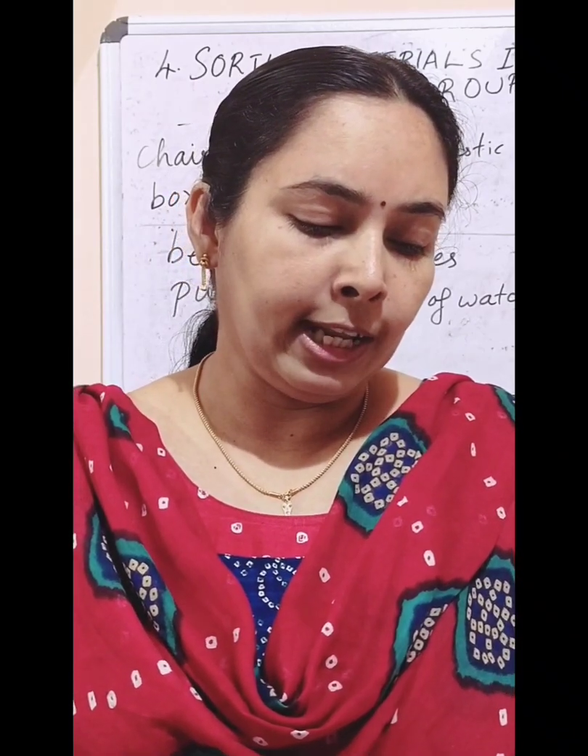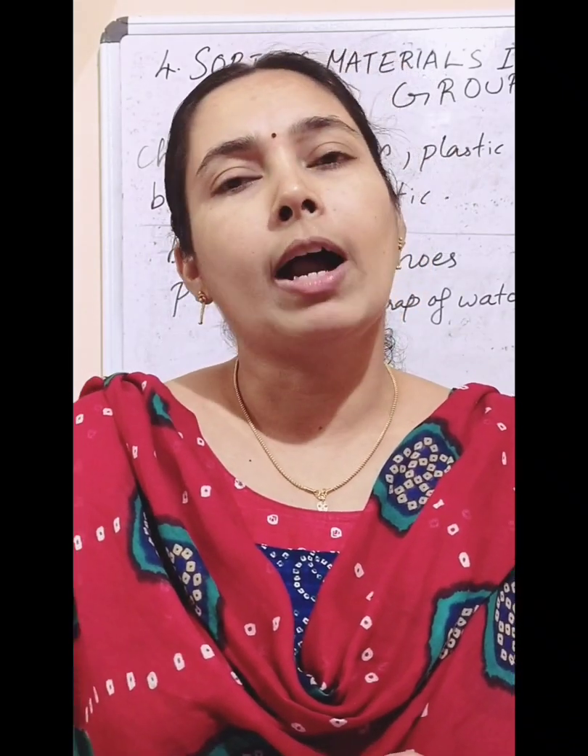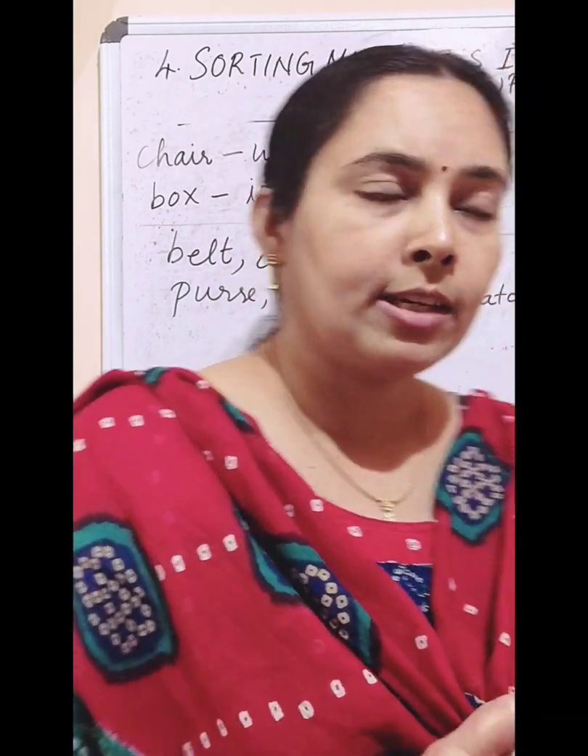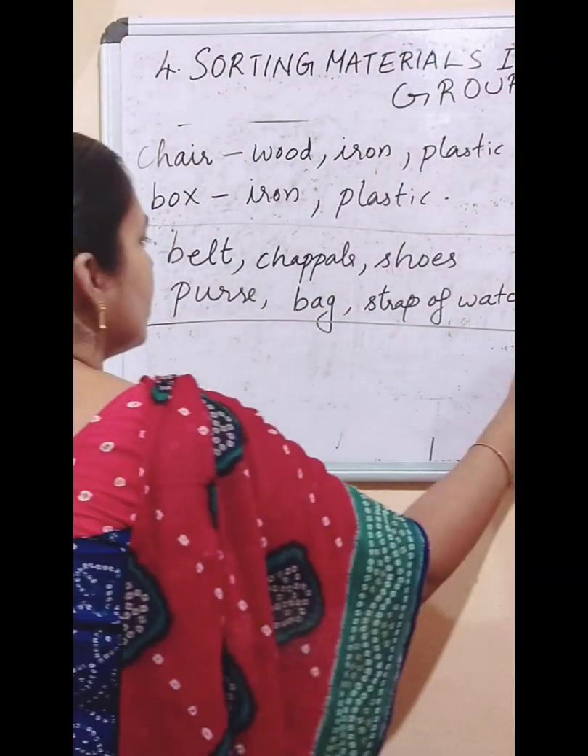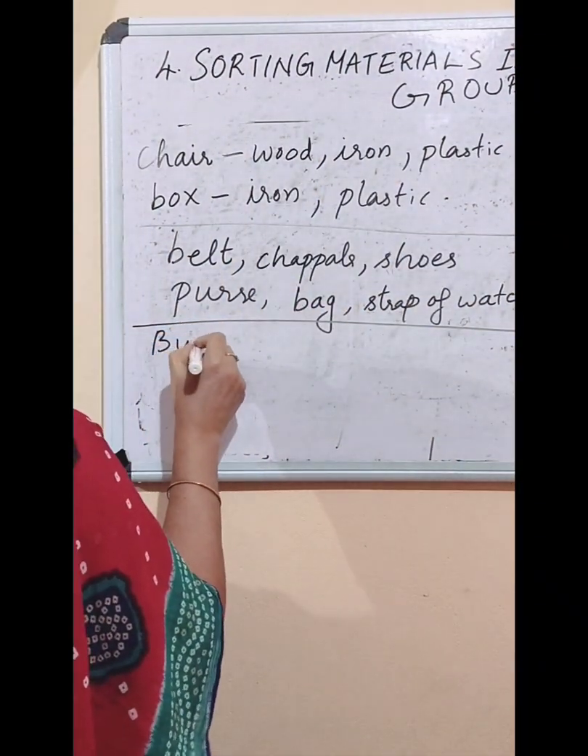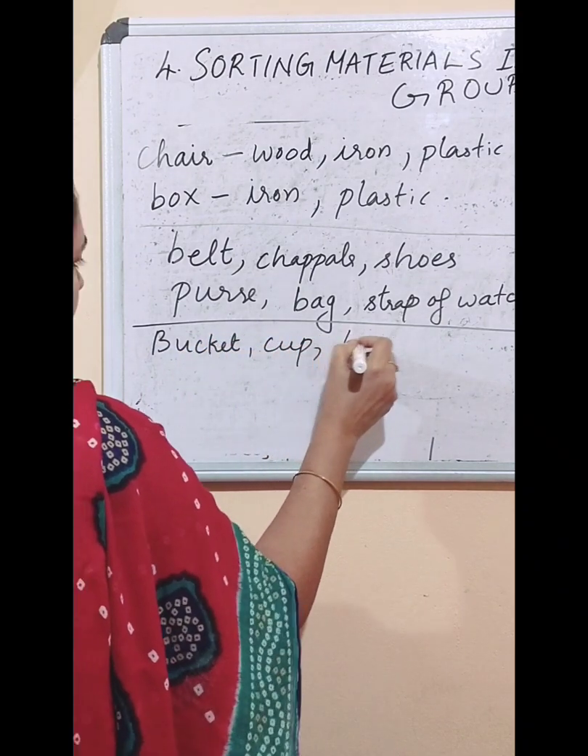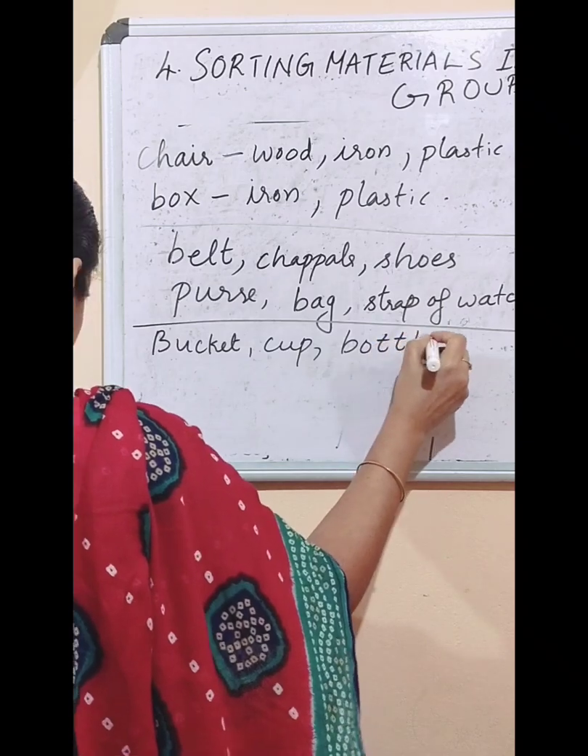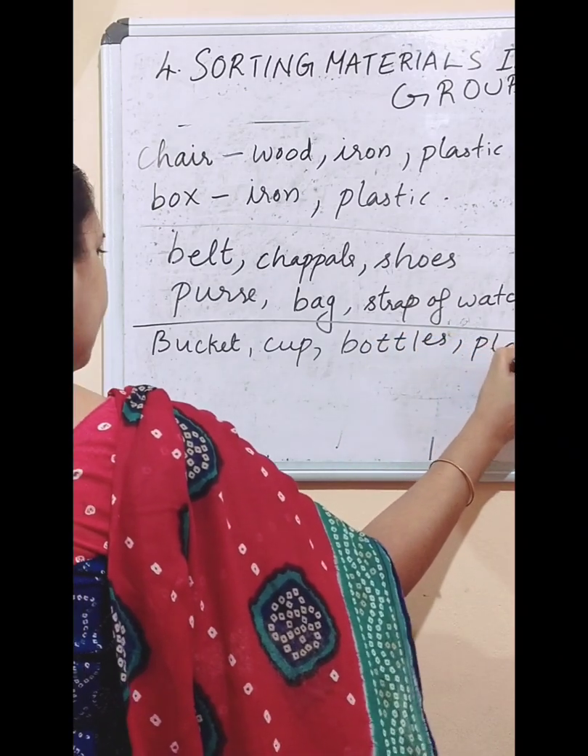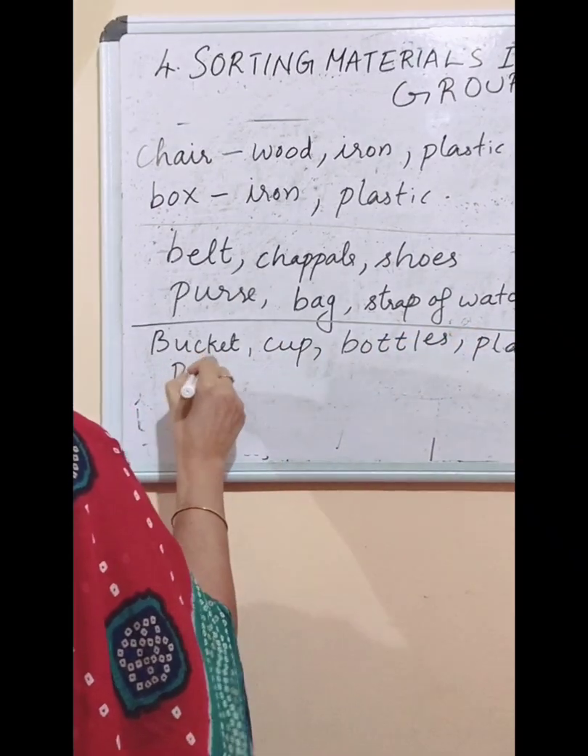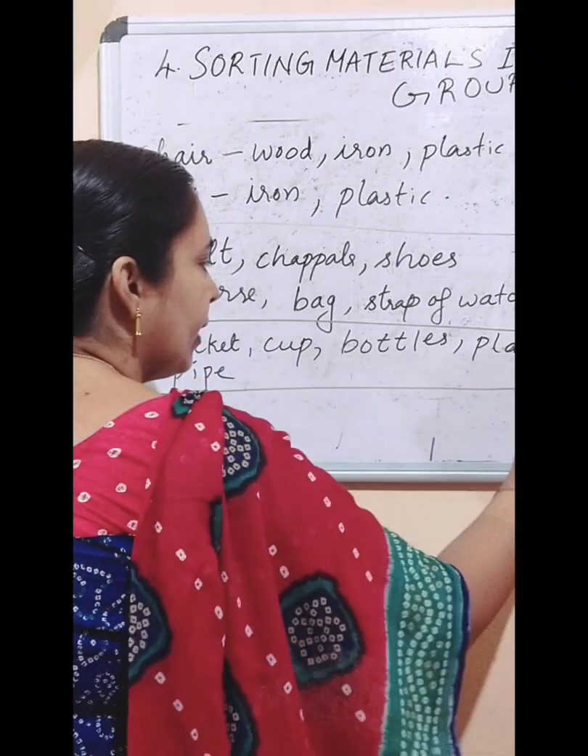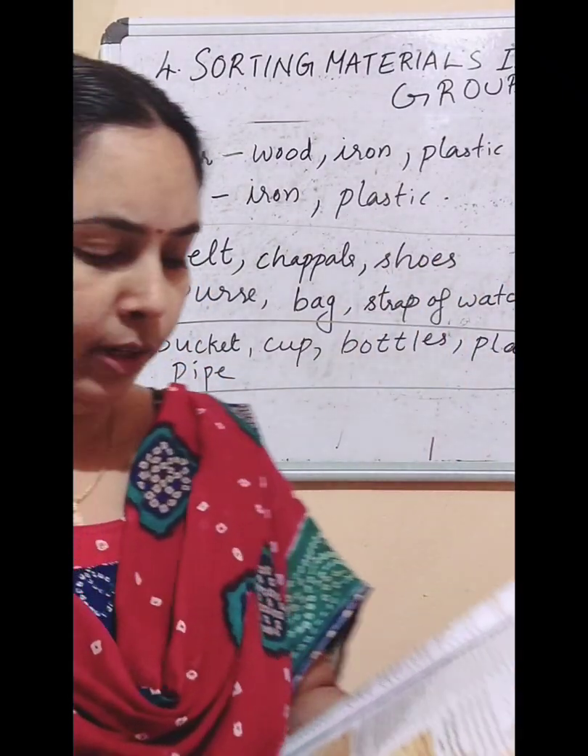The next material is plastic. So what all things are made of plastic? So many items are there. What all things can you write? Bucket is there, cup is there, bottles, plate, pipe, so many things. So you fill that also yourself, think and fill it.